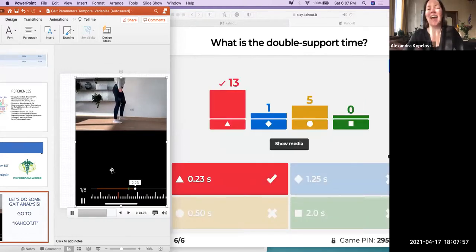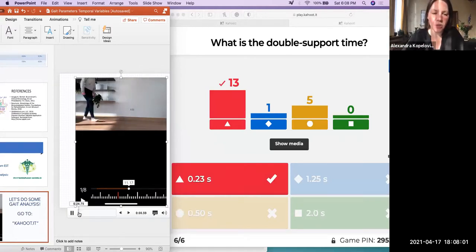Okay. Oh, yay. Most of the people are getting it right. It's 0.23 seconds. Absolutely correct. So you can measure it at any point of the gait cycle. So here, you can already measure it here because you can see that's where the gait cycle begins. And this is where we lift the foot. So that's exactly at 0.23 seconds.